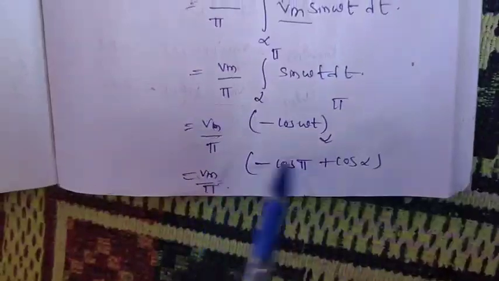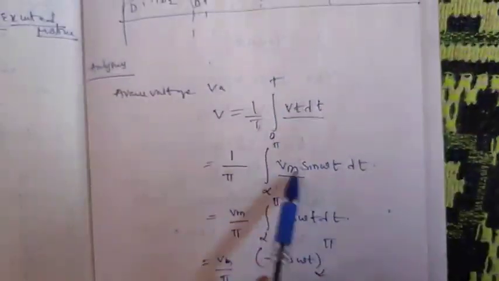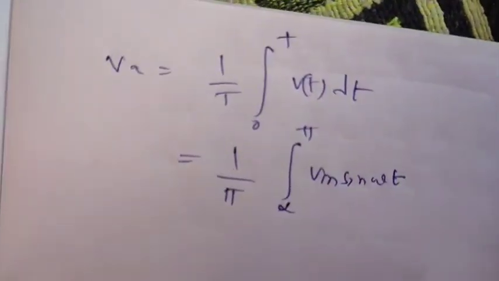In separately excited motor, we derived the formula for VA. VA equal to 1 by T integral 0 to T Vm sin omega t, like that we can get VA equal to Vm by pi (1 plus cos alpha). So here also the derivation is the same, that is Vm by pi (1 plus cos alpha).